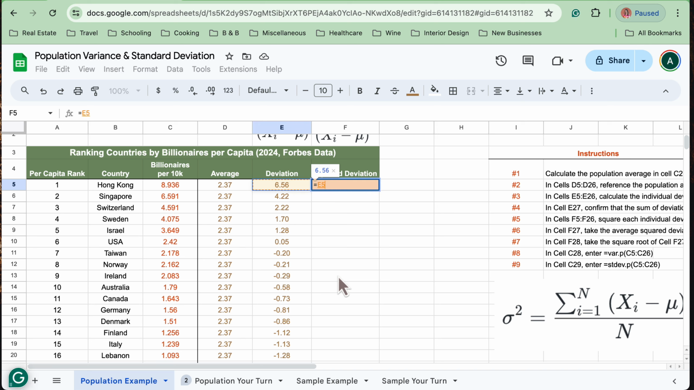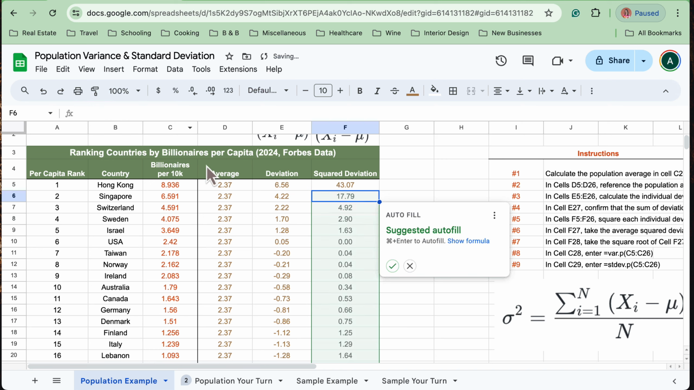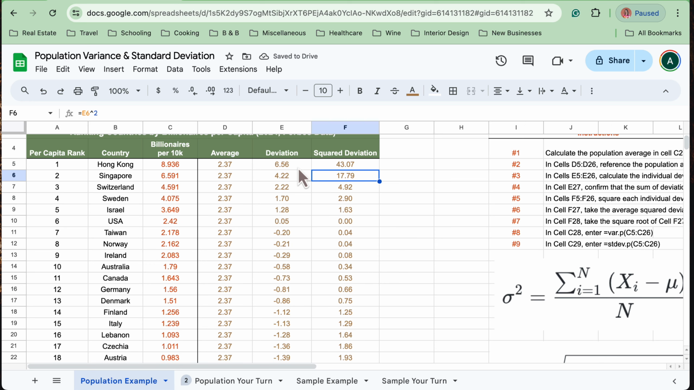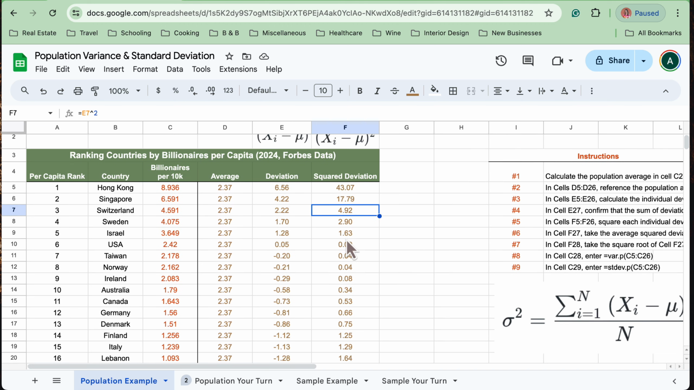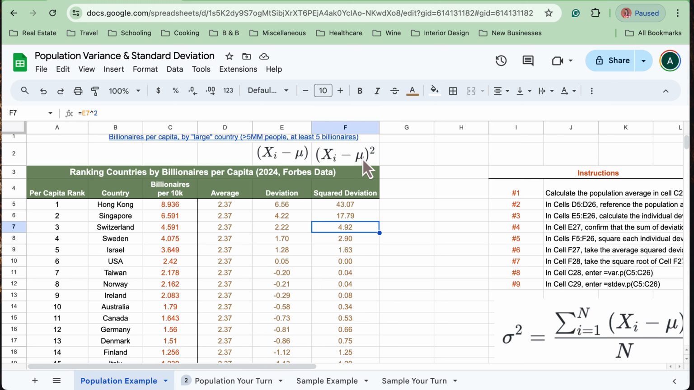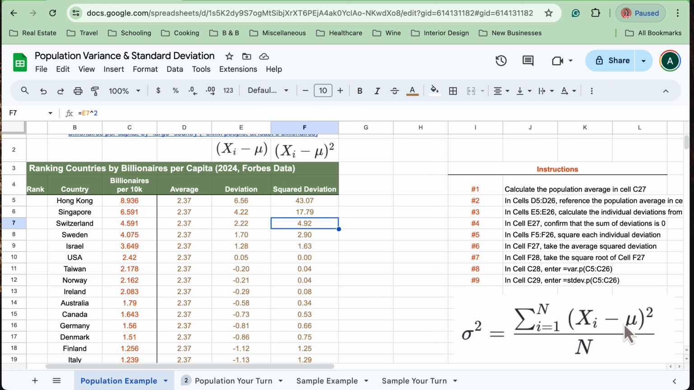Pay attention closely here. What I'm going to do is take the deviation and put in this caret sign, which is an exponent, and square it. And now it says, hey, do you want to autofill? And I say, sure. Now I get all the squared deviations just to see what's going on. 6 squared is 36, 7 squared is 49. We've got 6.56. That's 43.07, somewhere in the middle. Hopefully you get the sense that these are indeed squared deviations. That's the symbol up here, right? It's the symbol over here.